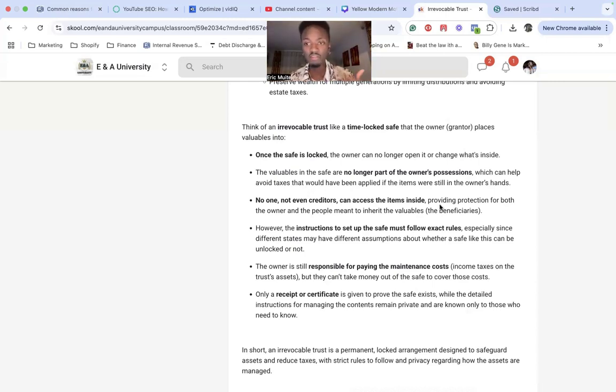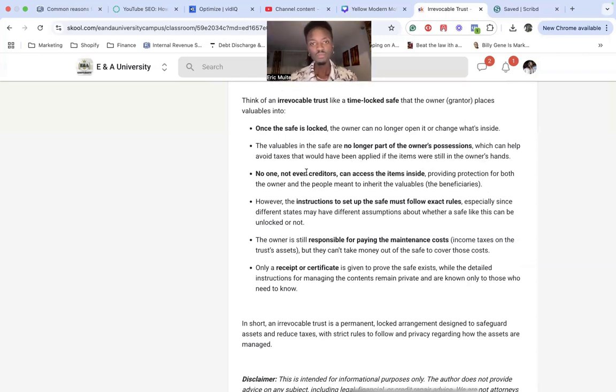But irrevocable, right? It's no longer in the owner's possession, right? This also helps avoid things like taxes, which may have been applied, of the items that are still in the owner's hands. Not even creditors can come access what's inside it. Guys, once it's irrevocable, it's created, whatever you're setting aside to pass down to your kids or your children's children, guys, no one can touch. Like, it's locked and sealed, right? You can go to sleep after you've created one of those. You have nothing to worry about, right? All of its assets are 100% protected.